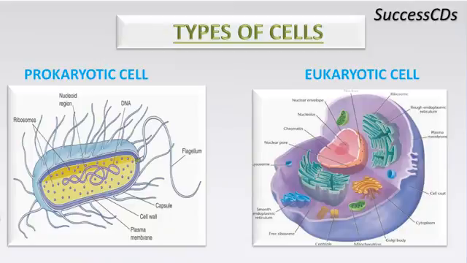First is the prokaryotic cell and the second is eukaryotic cell. Pro means before and karyotic means nucleus. Prokaryotic cells do not have well-defined nucleus and well-defined cell organelles. But on the other hand, eukaryotic cells have well-defined nucleus and well-defined cell organelles. Now one by one we will observe the components of the cell. Now let's see the differences between these two cells.